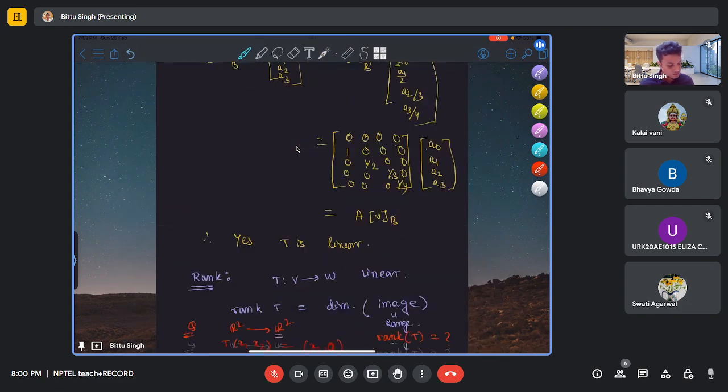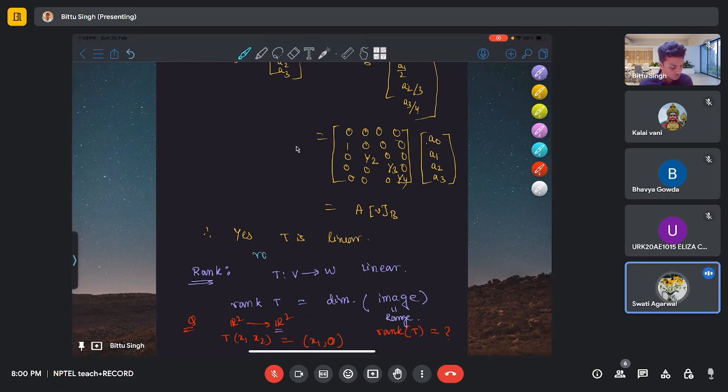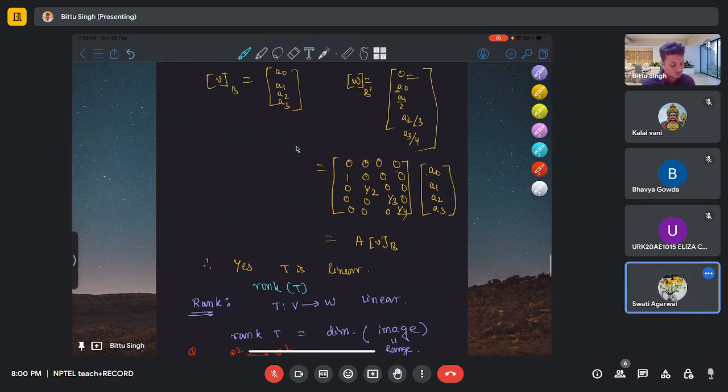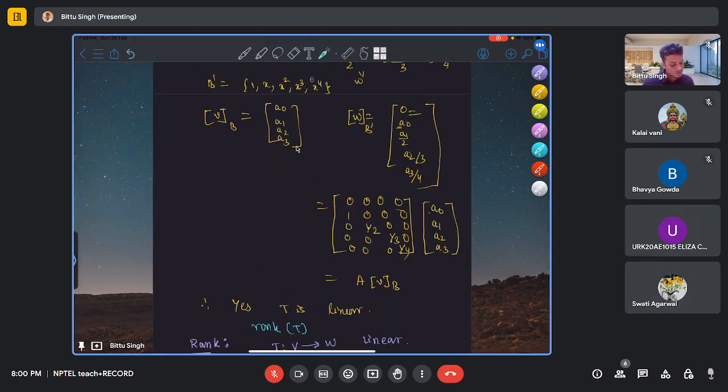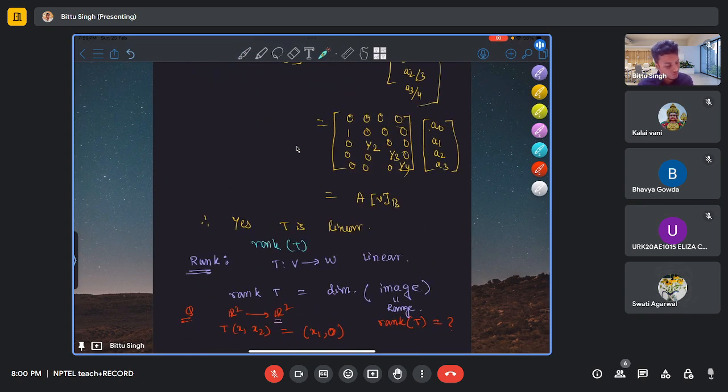What will be the rank of this integration? This matrix, this linear transformation. Here you can see there are 4 non-zero columns, or 4 non-zero rows, whatever you see. So the rank of T will be 4. Because it is already reduced, you just need to change the rows. That is, you have to take the first row to the fifth. It will give the row echelon form. From here, you can see that the rank of T will be 4. Right?